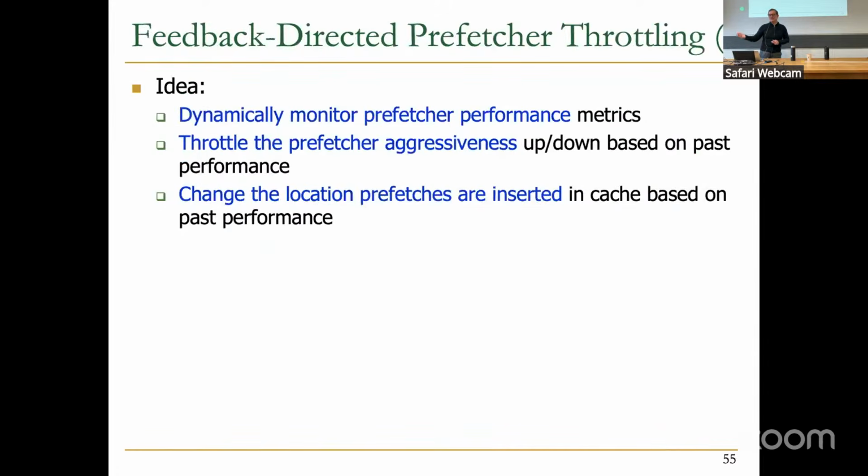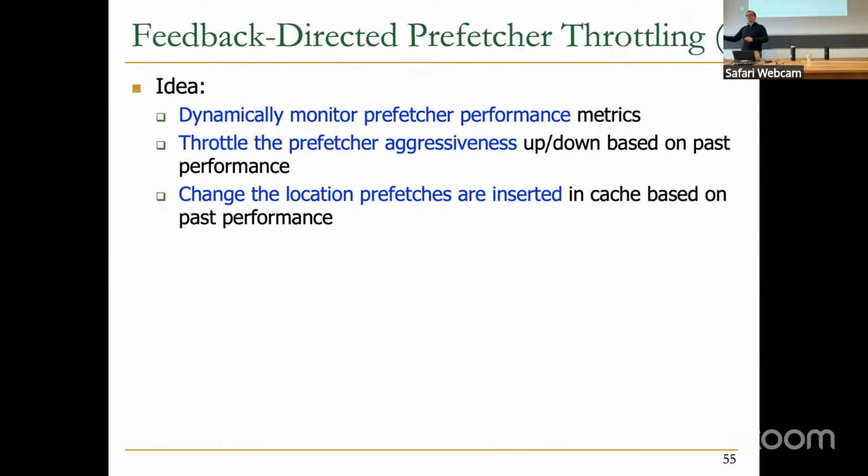Okay, so the idea of feedback-directed throttling of a prefetcher is you dynamically monitor prefetcher performance metrics, and you throttle the prefetcher aggressiveness up or down between different levels of aggressiveness based on past performance, based on these metrics. In addition, you can change the location where prefetches are inserted in the cache based on past performance. For example, if the prefetches are expected to be not so accurate, maybe you insert them at a lower priority into the set so that they don't evict demand misses. That may be more useful.